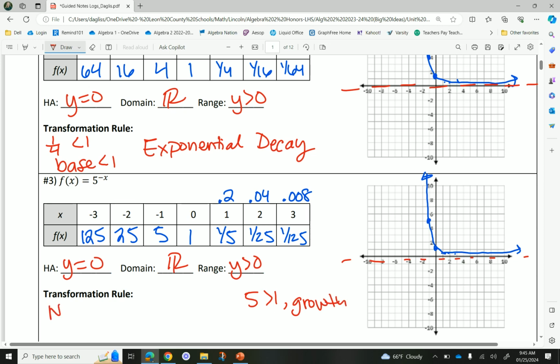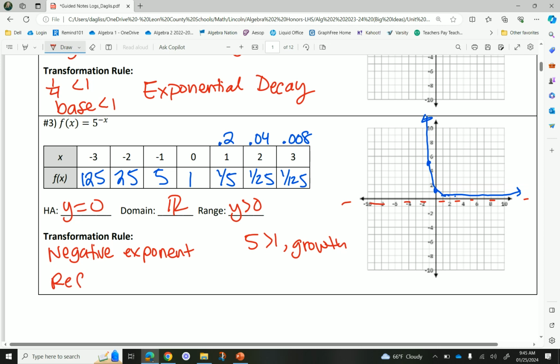So what did the negative exponent do? We expected it to reflect. What did it reflect over? Which axis? The y-axis. Good. So having a negative exponent is going to make us reflect over the y-axis. That's why we can't look at the graph and try to classify as growth or decay. It's all about that base.